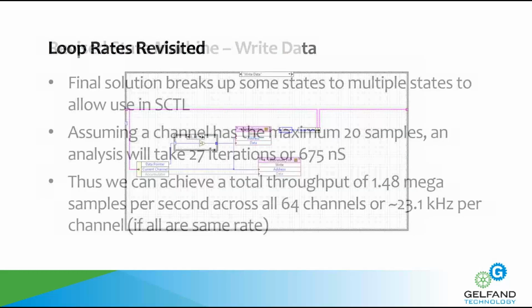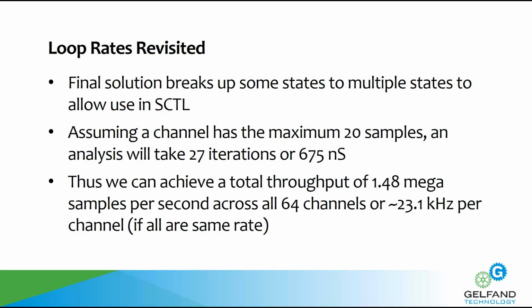So the final solution, I did break up some states into multiple states to allow the use in a state control machine. And I was able to say, assuming a channel has the maximum 20 samples, an analysis will take 27 iterations through the state machine, which is going to be 675 nanoseconds. I know what my maximum time will always be now.